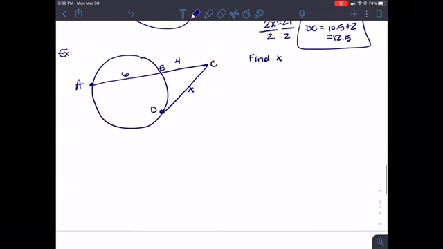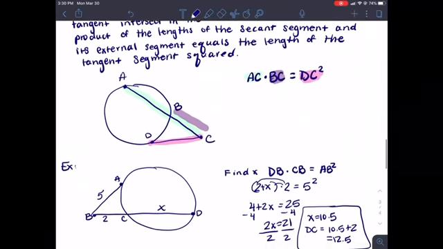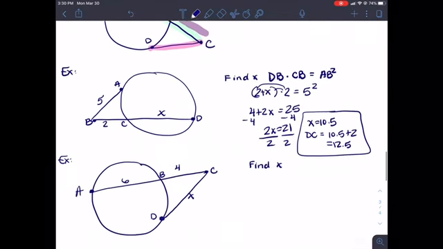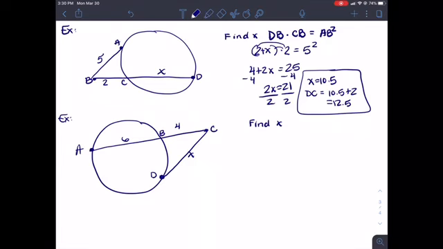Here's another example. This one says to also find x. We're going to use this theorem, and it looks just like the theorem that we had up here. We're going to do the full length of the segment, AC, times BC, the partial length of the segment that's outside the circle, and CD, which is our tangent segment. We get AC, which is 6.